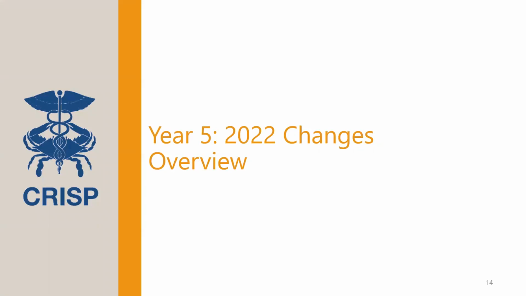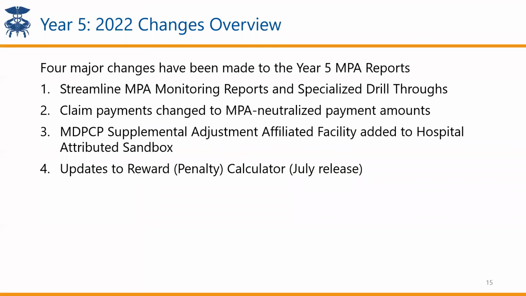All right, so that is a brief overview of the reports themselves and the background knowledge needed to understand these reports. Now I'm going to highlight some of the major changes that we've made from year 4 to year 5 in these dashboards, so you clearly understand the exact things that will change if you're used to the year 4 or year 3 reports. So the 4 major changes are the following.